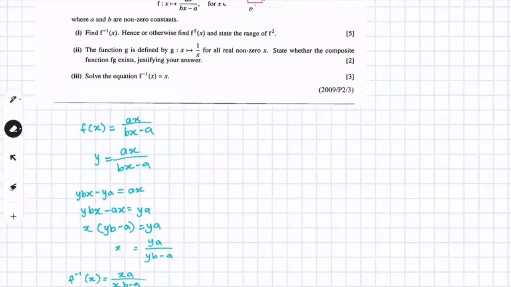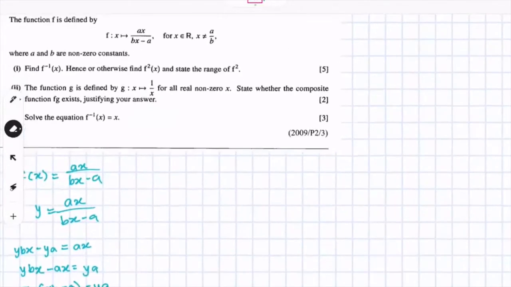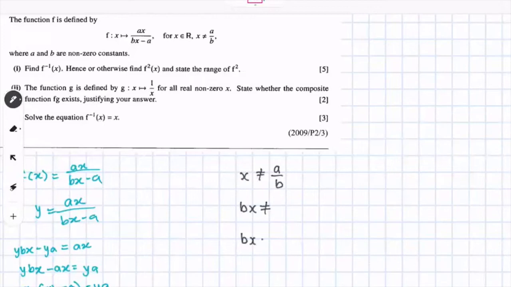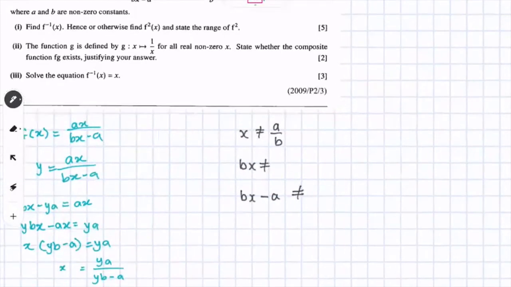Oh, find the range. Find the range is the domain of the thing, is it? Yeah. Domain of F inverse is the range of F. Then you do this one, bx minus a. x is not equal to a over b. x is not equal to something. bx minus a is not equal to something.